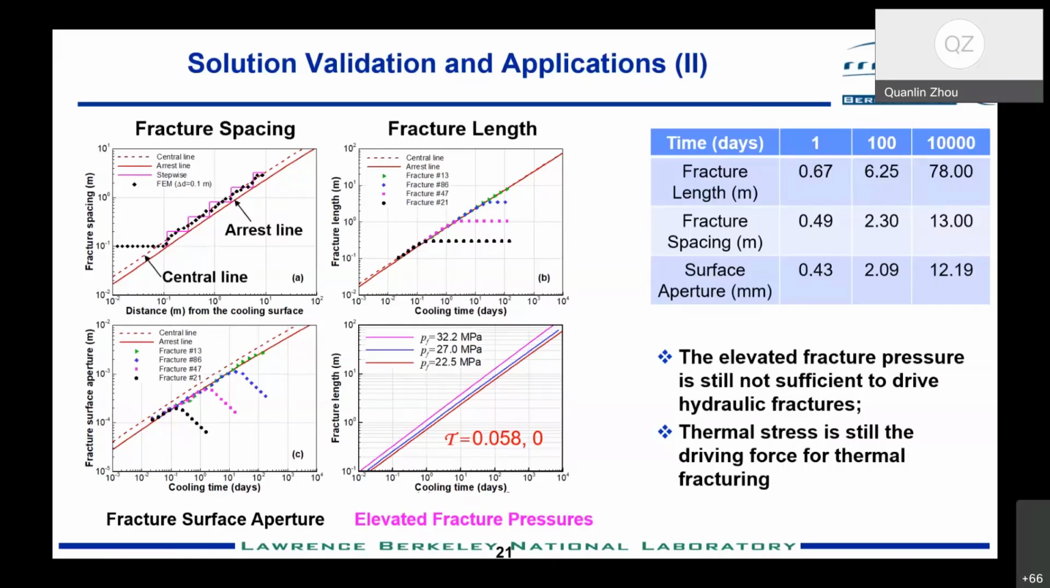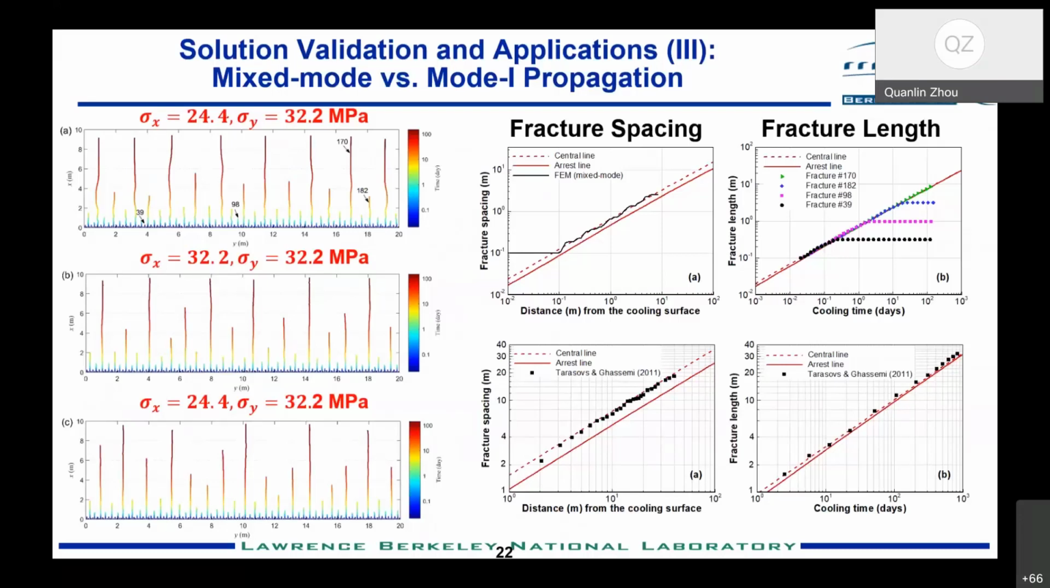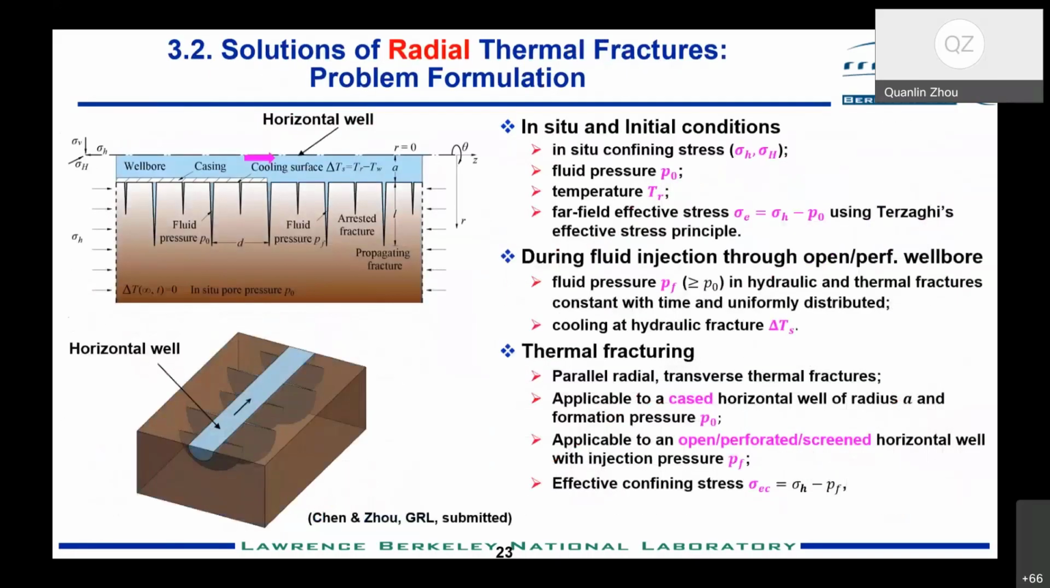So of course, in our modeling, we assume the fractures are mode 1. Now we did a comparison with the mixed mode FEM modeling, and we can see the match. You see, the results are very close to our mode 1 theoretic solution, and this is the fracture pattern. Even though the pattern has curvature, the solutions for the type curves or profiles are very close to each other.